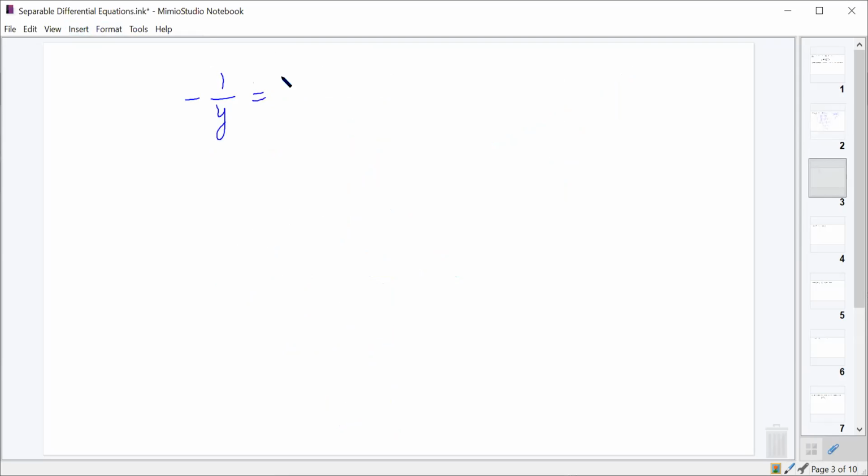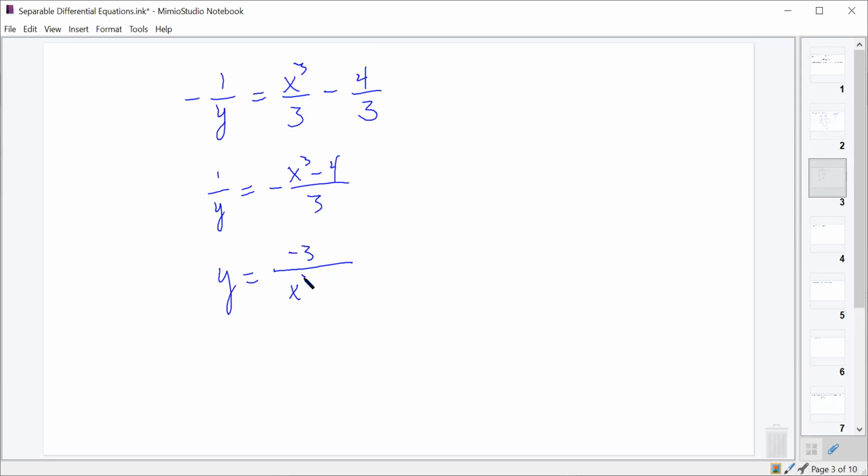And so now what we're looking at is -1 over y equals x cubed over 3 minus 4/3, right? And now we'll solve this for y. So first off, we could combine this to become x cubed minus 4 all over 3. And if we divide that by a negative, we've just got 1 over y equals x cubed minus 4 over 3 with a negative sign out in front of it. And then we just need to take a reciprocal. y equals negative 3 over x cubed minus 4.